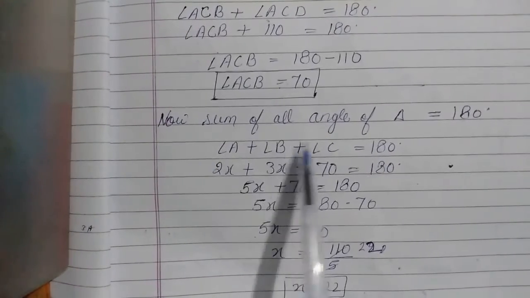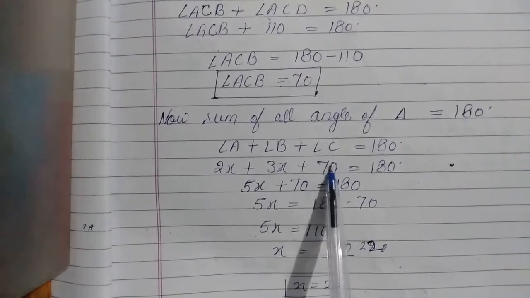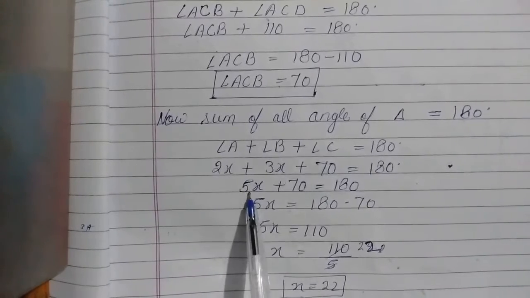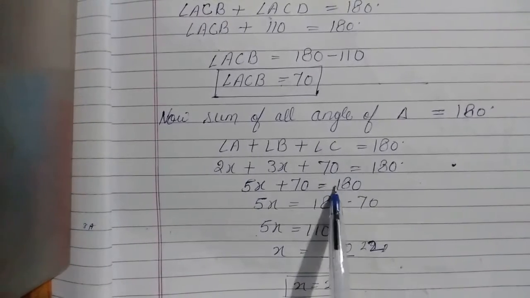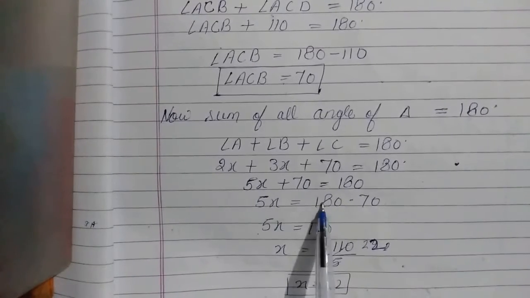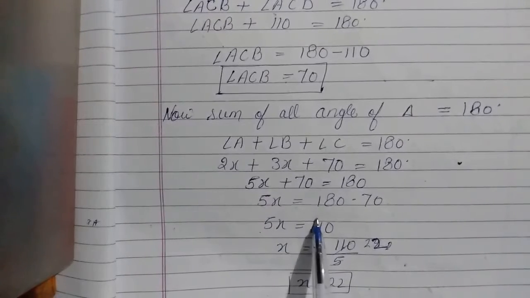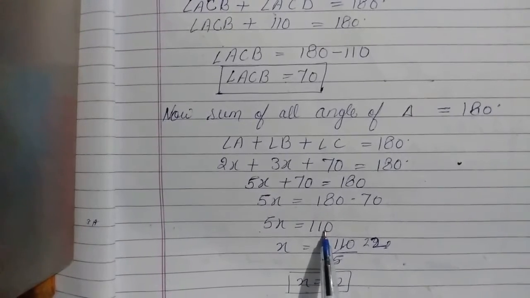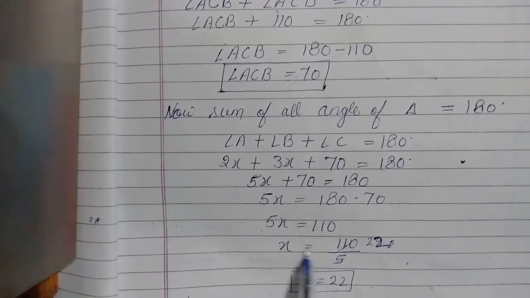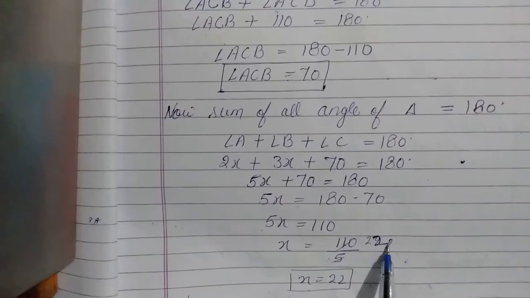Angle A plus angle B plus angle C is equal to 180 degrees. 2x plus 3x plus 70 degrees is equal to 180. Now 2x plus 3x is equal to 5x, 70 is 70, 180 is 180. Now 5x is equal to 180 minus 70. That means 5x is equal to 110. Now x is equal to 110 upon 5. After dividing, this will become 22.